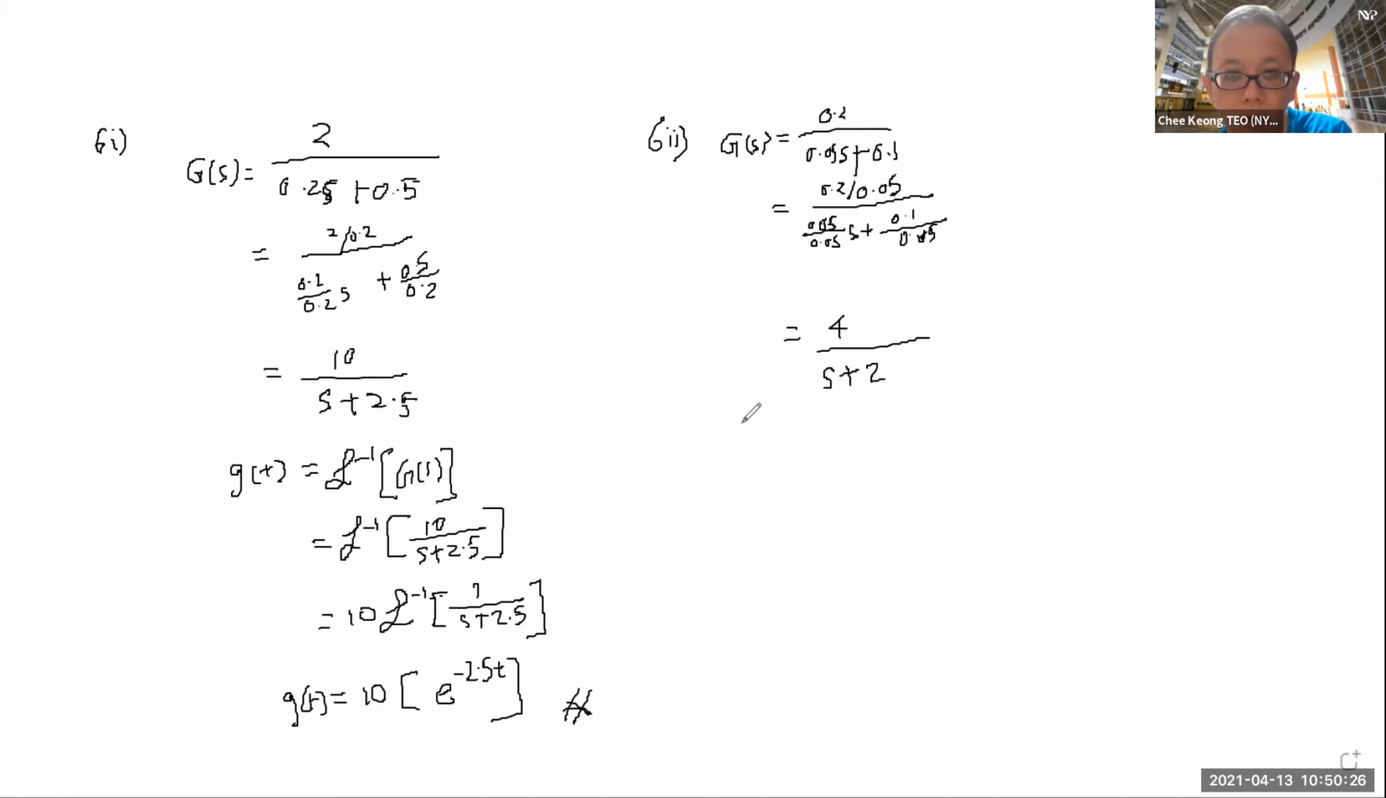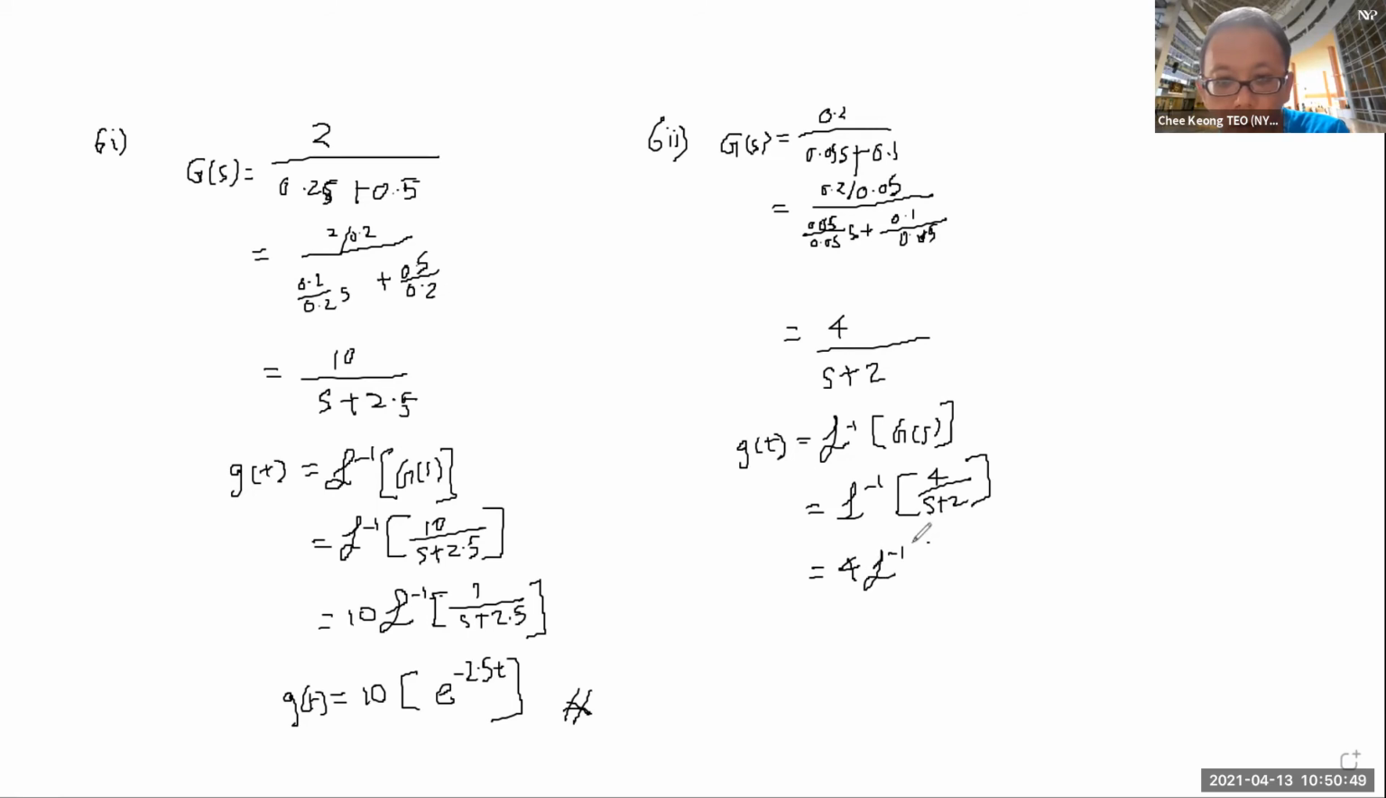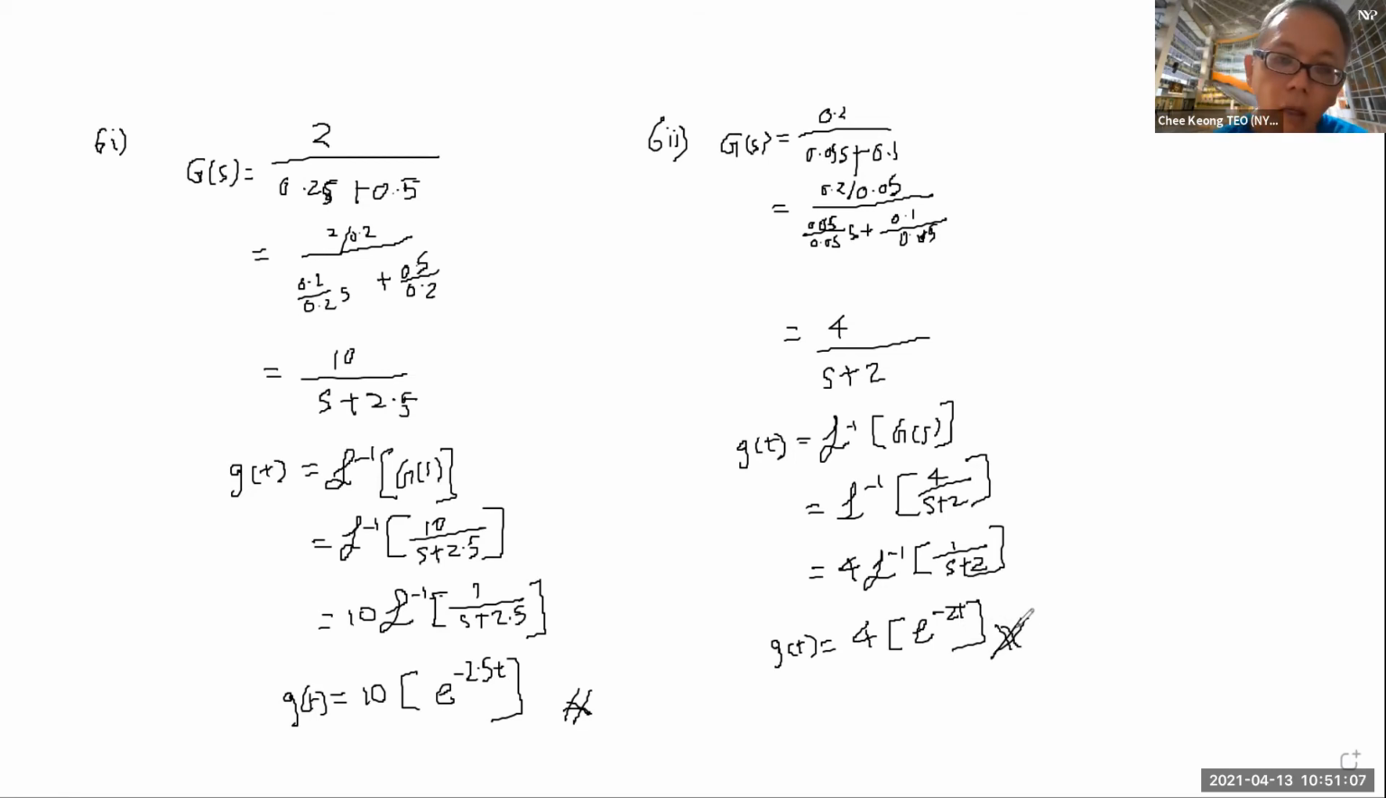So again, g of t will be the Laplace inverse of your g of s, and of course, it's the Laplace inverse of 4 over s plus 2. We take out the constant, so you have 4 times the Laplace inverse of 1 over s plus 2. Applying the same Laplace formula, you get g of t equals 4 times e to the power minus 2t. Okay, that's for part 2. So with that, we complete question 6, right?